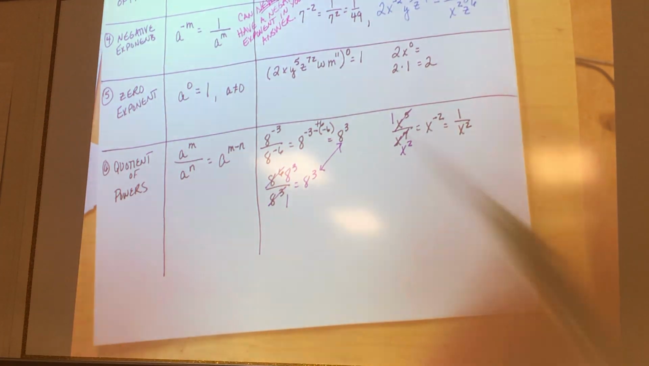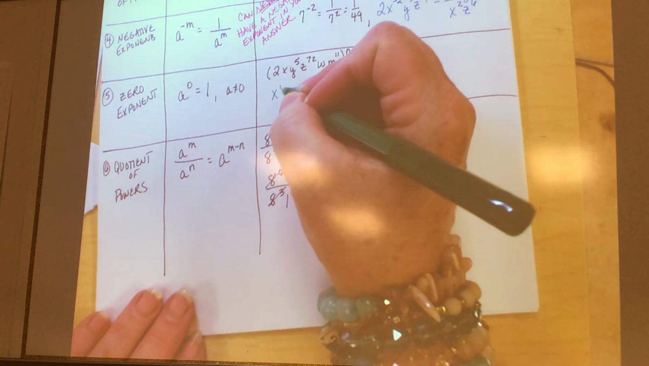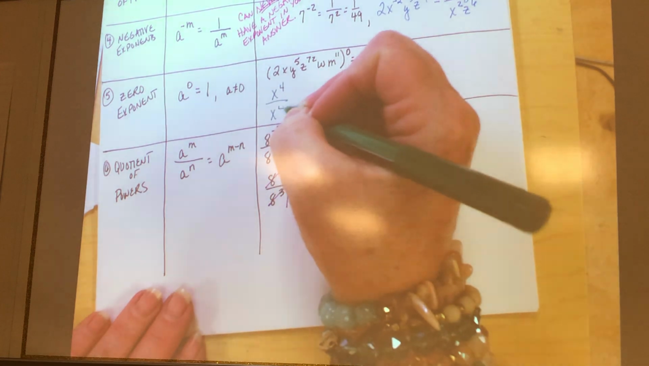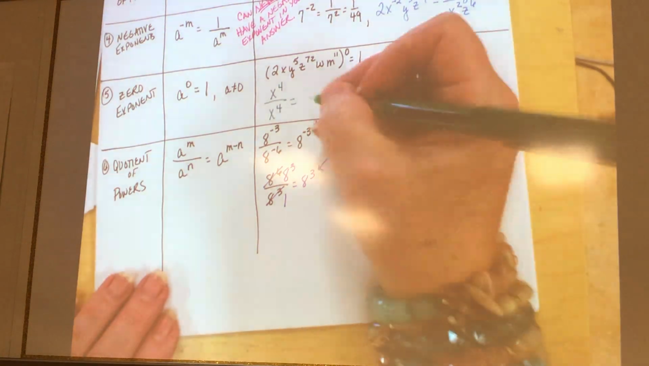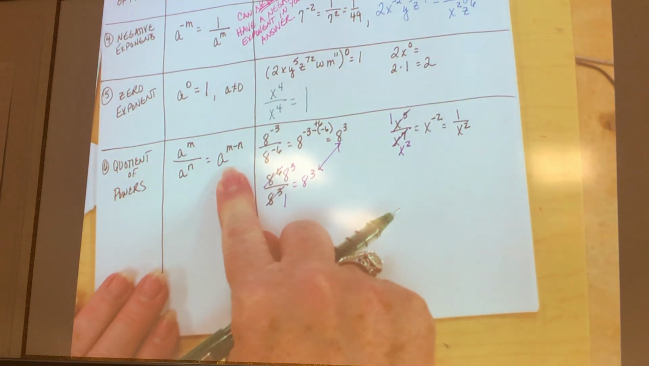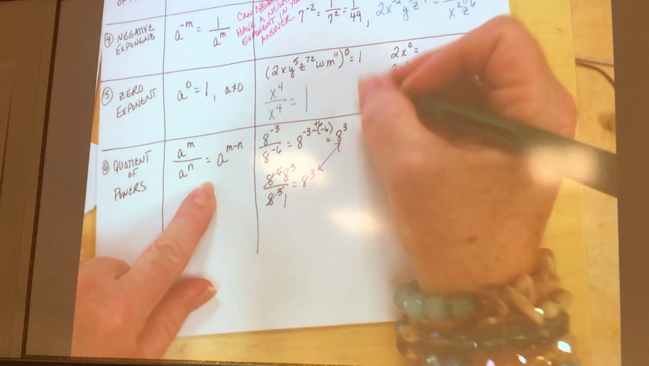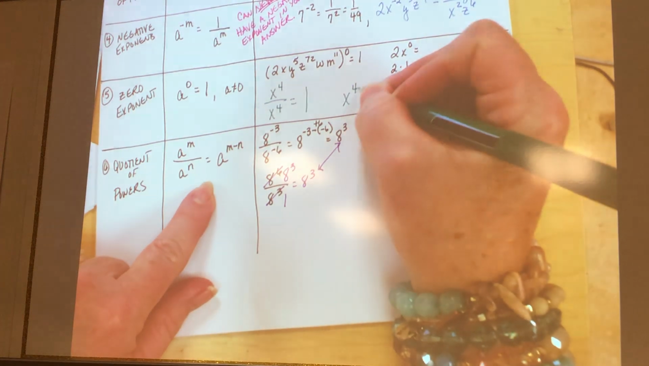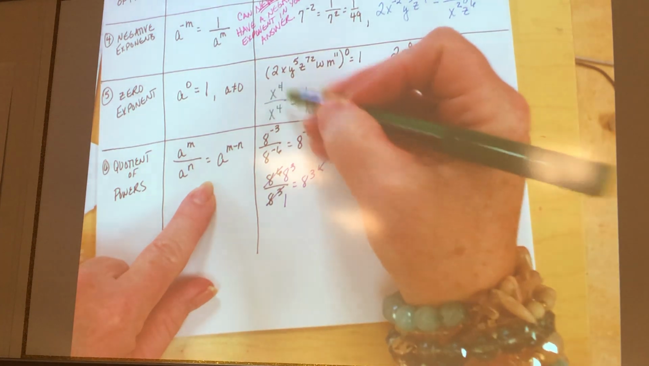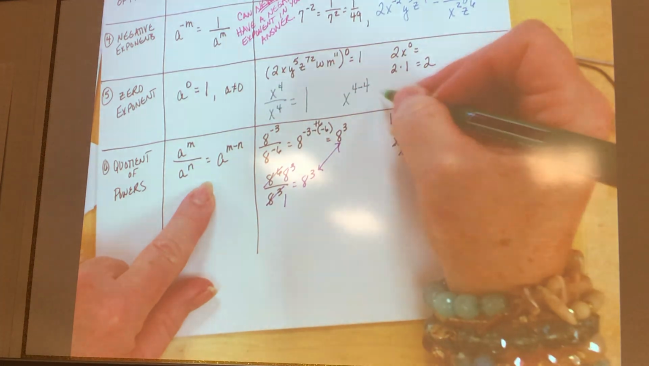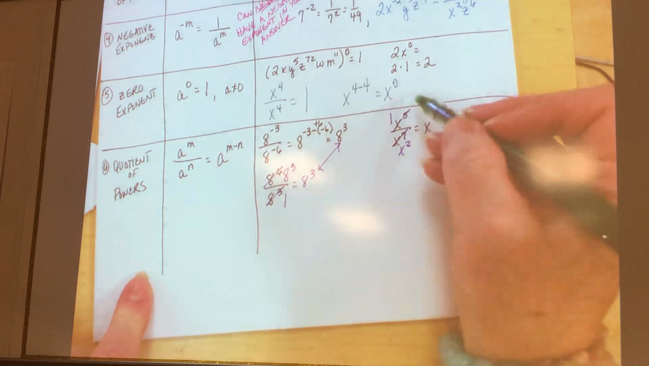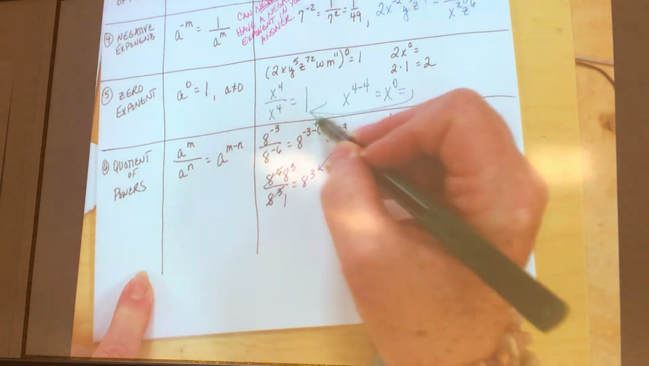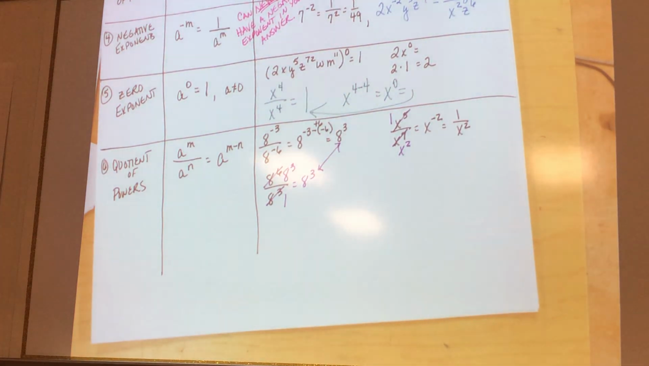All right, so let me ask you this question. What if I put x to the 4th over x to the 4th? What do you know that equals? 1. So from this rule down here, does it also equal x to the 4 minus 4? That gives you 0, so it's x to the 0. So what does x to the 0 have to be equal to? 1. You see how that makes sense?